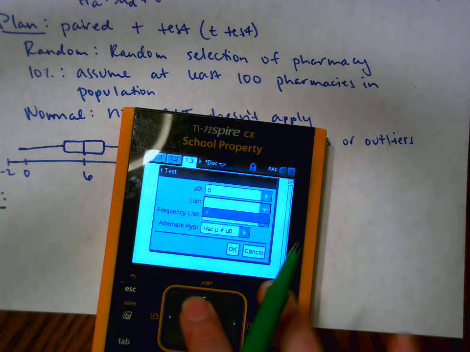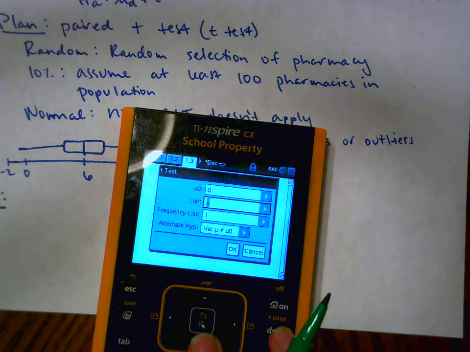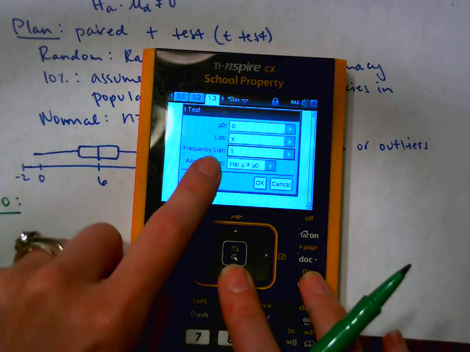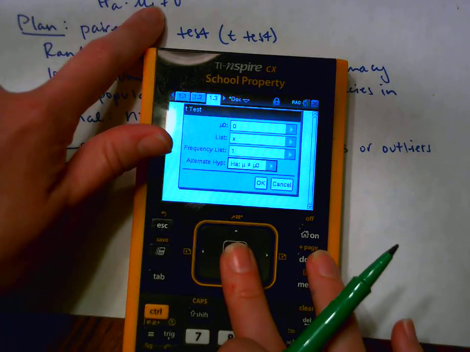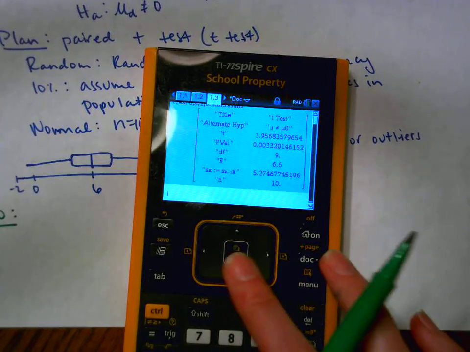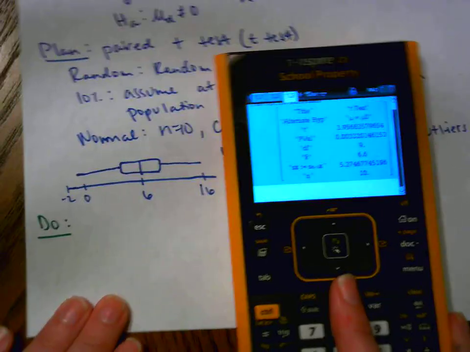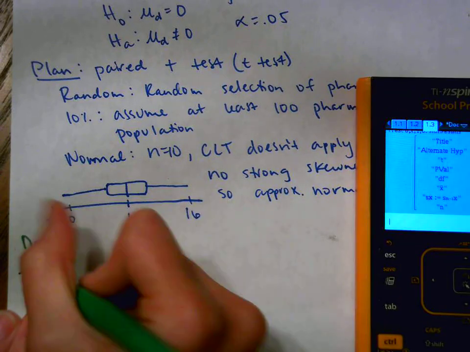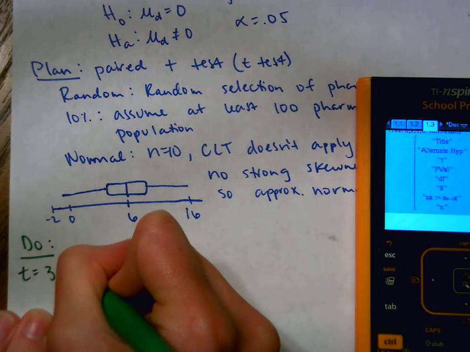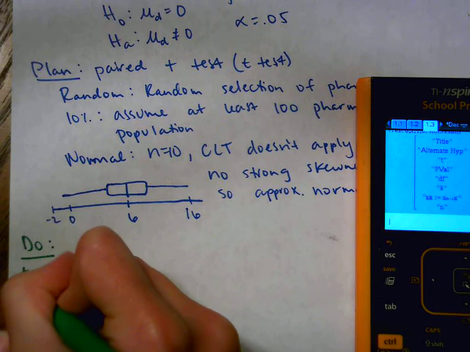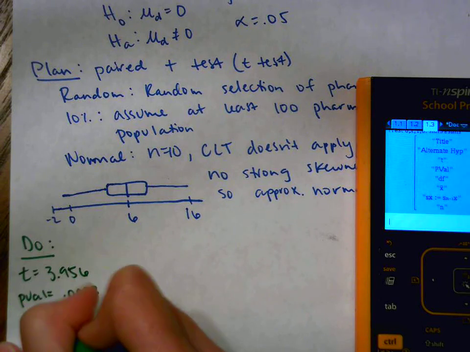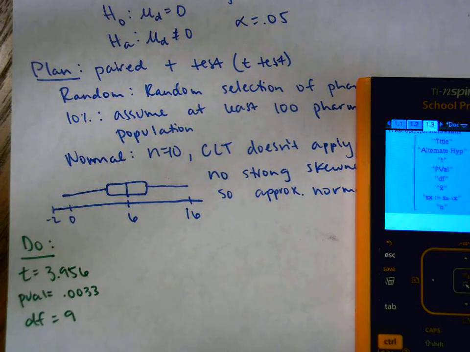Our list is X. What is mu 0? I didn't really describe that. That's whatever you set your null equal to. And then keep your frequency list 1. Our alternative is just not equal, so I'm going to keep that. And here is our information. So our t-value, our test statistic, is what that is called, is 3.956. Our p-value is 0.0033. Our degrees of freedom is 9, which makes sense.